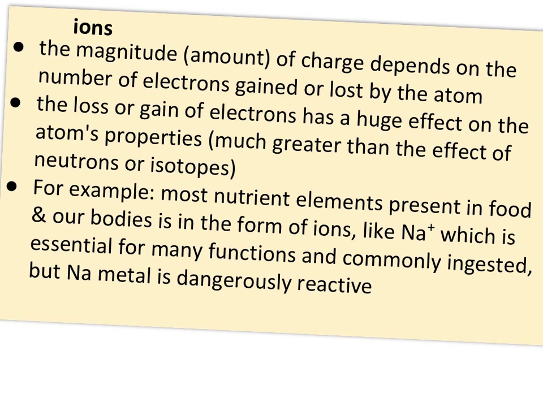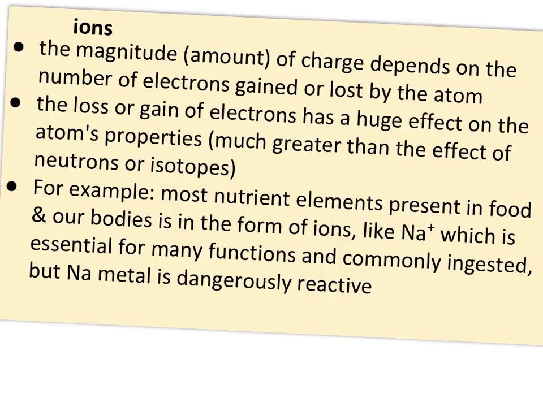The magnitude or amount of charge on an ion depends on the number of electrons gained or lost. More electrons gained or lost, greater magnitude of charge. The loss of electrons has a huge effect on the atom's properties, much greater than the effect of having more neutrons or being an isotope.